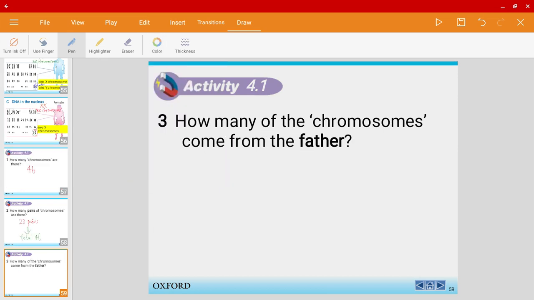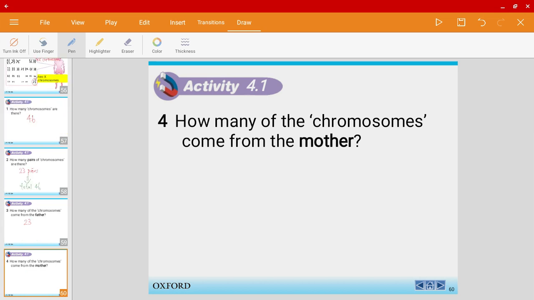How many of the chromosomes come from the father? Yes, 23 come from the father, the male parent. How many of the chromosomes come from the mother? Also 23, the female parent.